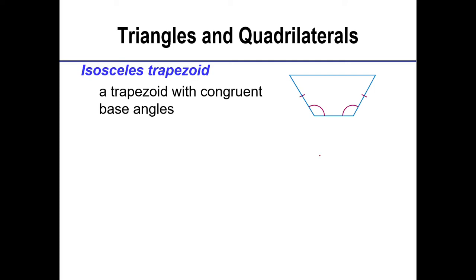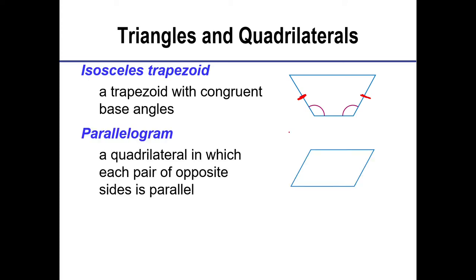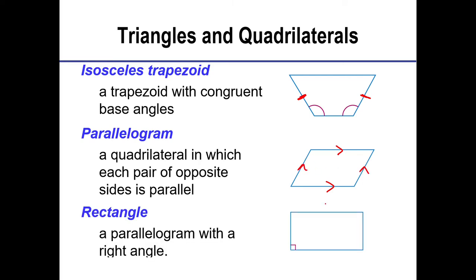An isosceles trapezoid is where the base angles are congruent and the side segments are also congruent. A parallelogram is a quadrilateral in which each pair of opposite sides are parallel. Both of these are parallel and both of these are parallel. A rectangle is a parallelogram, so all of the opposite sides are also parallel, and the corner is a right angle.